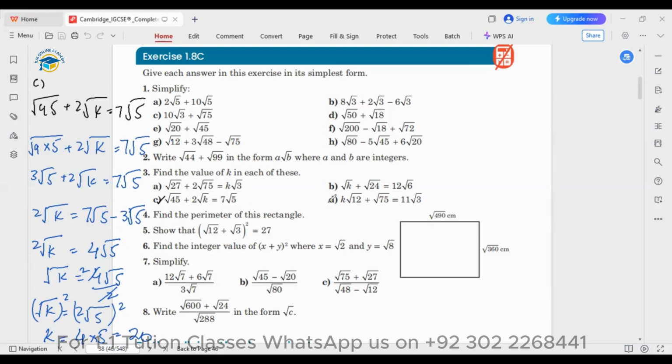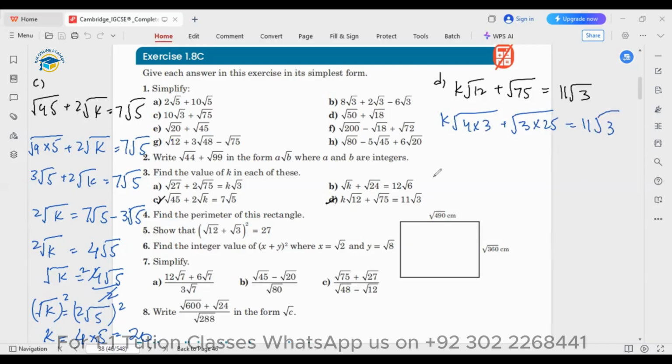Next is the D part, and in this D part, what they gave is k square root 12 plus square root 75, and it's equal to 11 square root 3. So for simplification of this, again, we can make this 12 as 4 times 3, this 75 as 3 times 25. On the other hand, we have this surd, so we will just keep that similar. So here, basically, this 4 is the square of 2. So instead of writing k first, you can write 2k square root 3. On the other hand, we can write 5 square root 3 and this 11 square root 3 as it is.